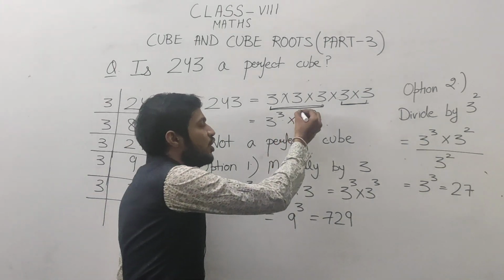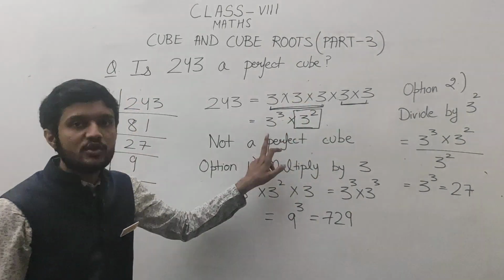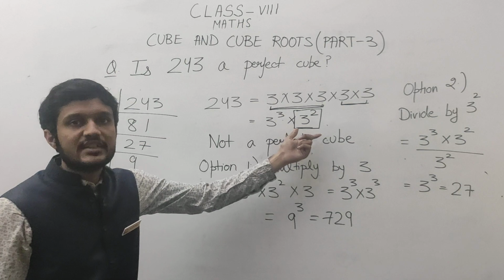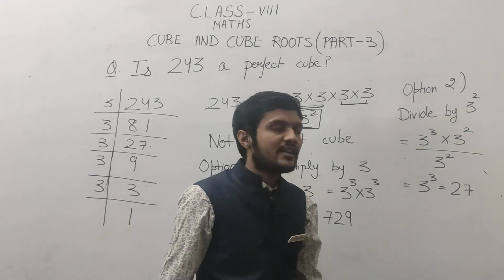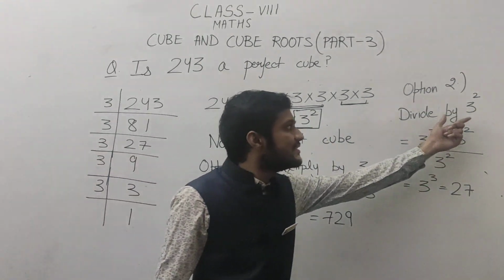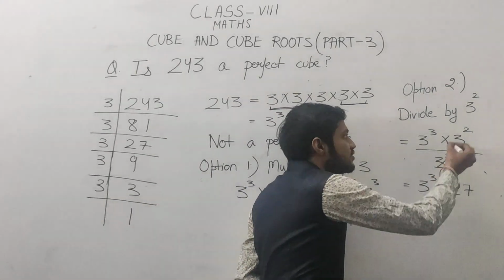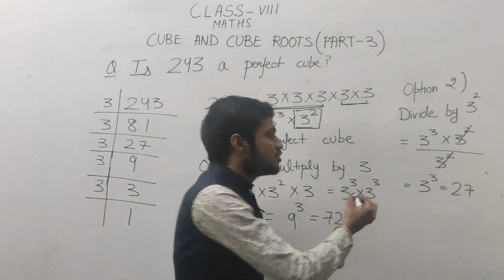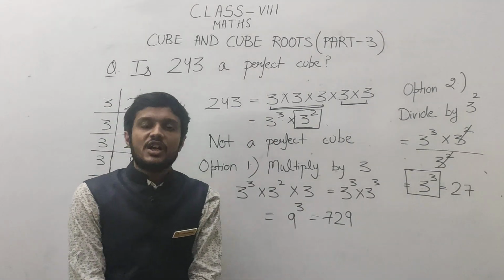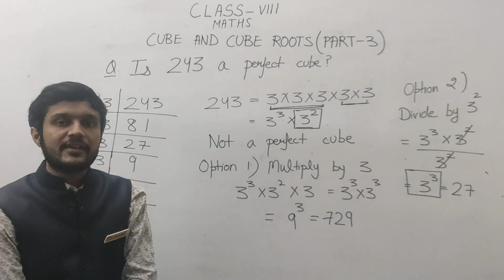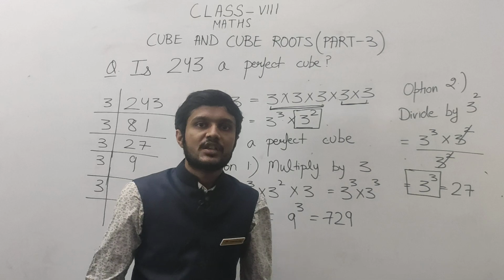Second option: we want to get rid of this 3 square. The 3 cube is fine, but we want to vanish this 3 square. So the second option is to divide this prime factorization by the extra part, that is 3 square. When I divide by 3 square, it cancels this extra part, so the remaining portion is 3 cube, that is 27. So you can change a non-perfect cube number into a perfect cube by two methods, either by multiplication or by division.